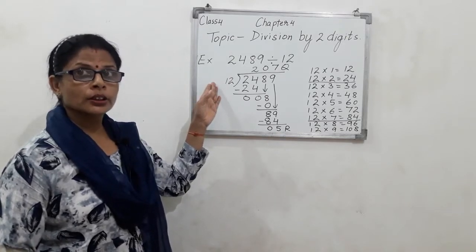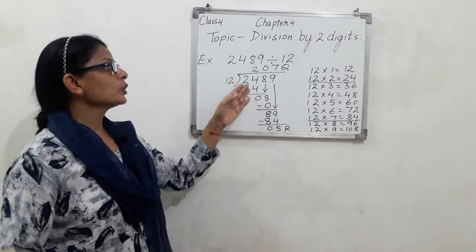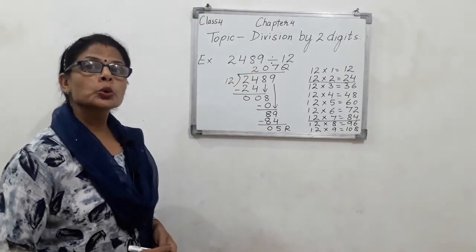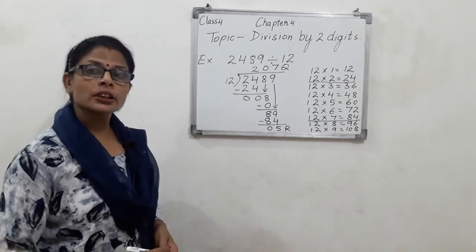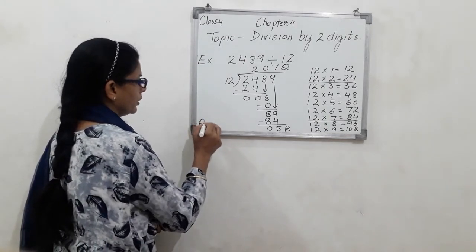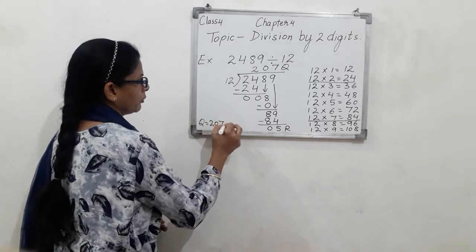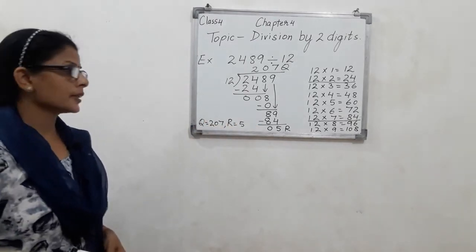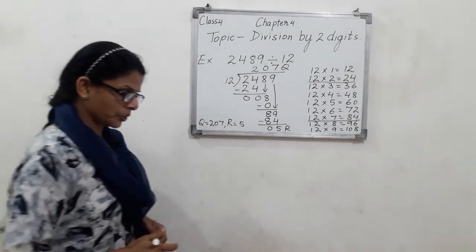Clear, students? So when we divide 2489 by 12, the quotient is 207 and the remainder is 5. Clear, students? This is the answer. Next question.